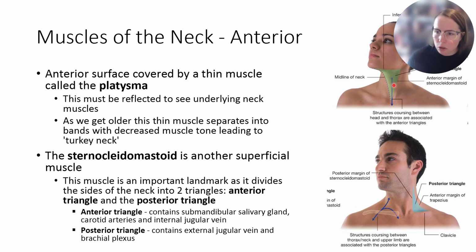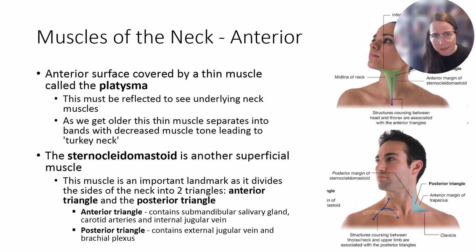So the anterior triangle is everything anterior to the sternocleidomastoid, and it includes things like your submandibular salivary gland, your carotid arteries, and your internal jugular vein. Everything posterior to the sternocleidomastoid is going to house the posterior triangle. This is where we have our external jugular vein and our brachial plexus, which is a very important set of nerve networks that are supplying nervous stimulation to your upper shoulder and your arm all the way down to your fingers for both sensation and motor function.